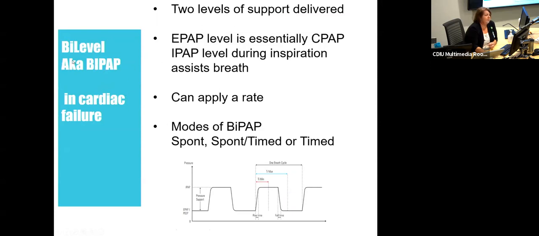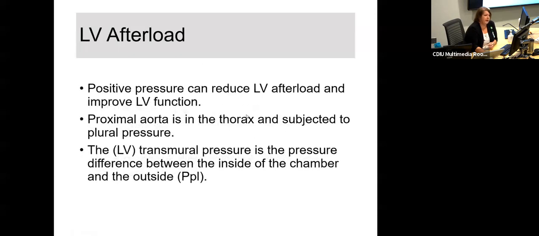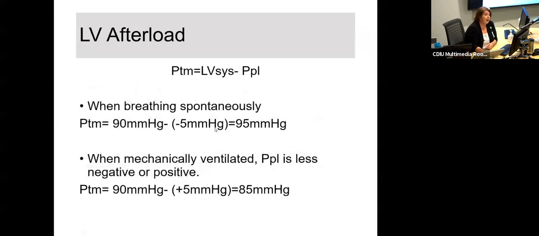When we talk about bi-level, so let me just go back. When we're using CPAP for afterload reduction, there is a prescription. And remember, this is an adjunct to other medical therapy. The prescription is 5 centimeters of water of CPAP. Not more, because if it's more, it's going to impair preload, which in turn is going to impair cardiac output, right? So we need to have this balance.